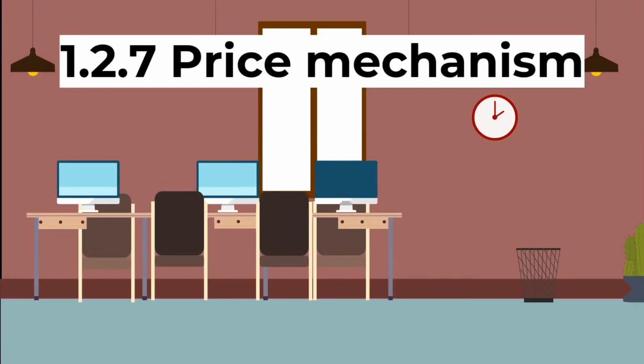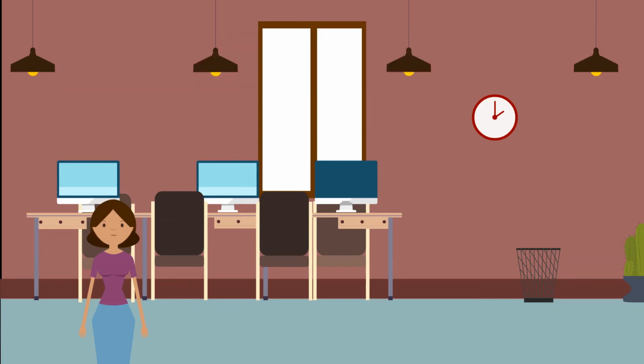Now, let's look at the price mechanism. In a free market economy, the price mechanism allocates resources. Price is determined by the interactions of demand and supply, which also determines how much is bought and sold and by whom. Prices rise when buyers want to purchase more than suppliers want to sell, encouraging suppliers to sell more as they will be able to make a higher profit.